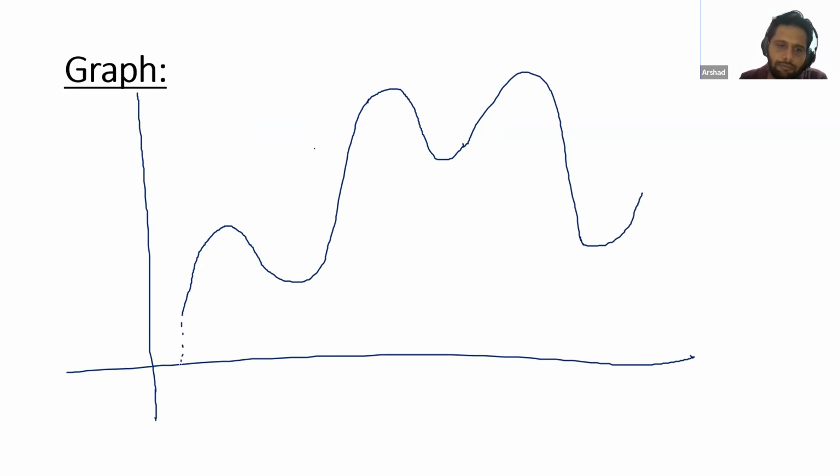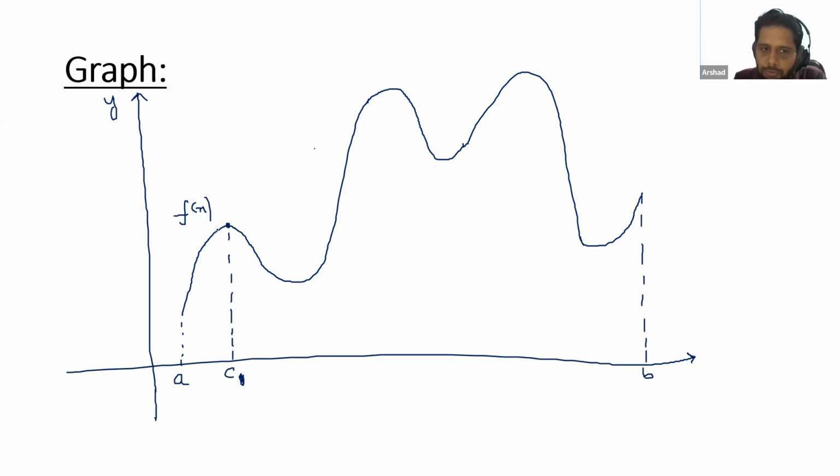Suppose we have this function f(x). This is point A and this is point B. Please understand this carefully. This is a very, very important topic. You will get a question in the exam from this topic. This is your f(x). If we check this point, let this point be C1, and check the value of the function, you can see that this value is greater than the neighboring points.